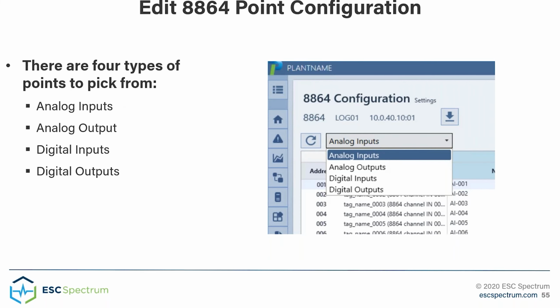Now, I've been talking about these 4 different data point types. There's analog inputs, outputs, digital inputs, and digital outputs, and they all have kind of a different way that they work. So let's walk through these real quick.